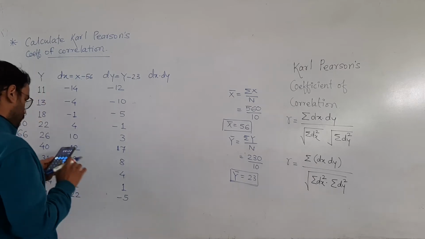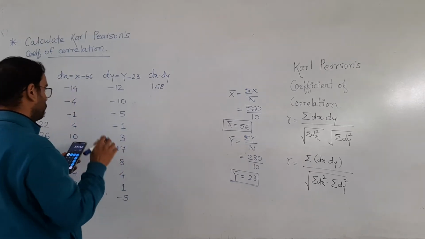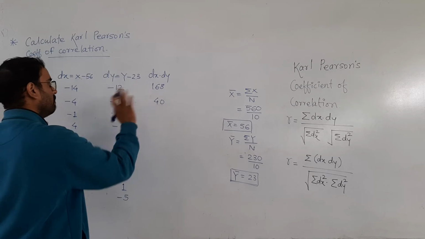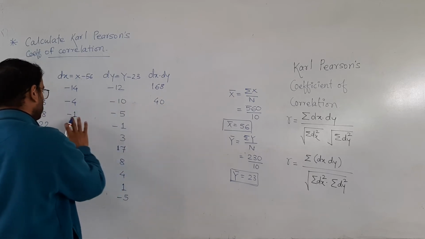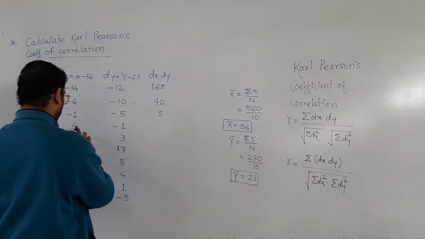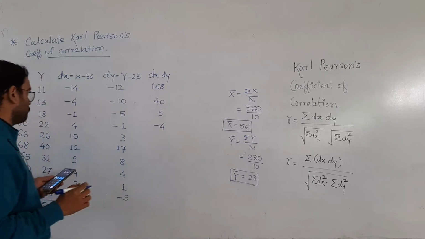Into 12, this will be 168. Then 4 into 10, 40. Minus into minus, that will be plus. 4 into minus 1, that will be minus 4. Okay.